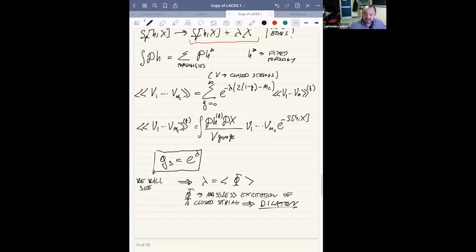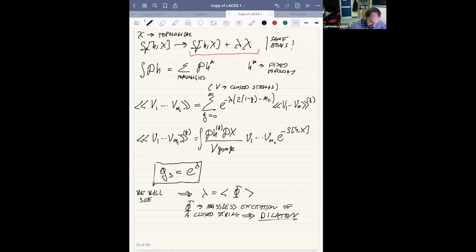For the moment, just take it as information, okay? Or if you don't want to take it, just think that you can add to the Polyakov action this term weighted by this lambda, and this lambda naturally organizes a way of computing this path integral perturbatively in this form here.